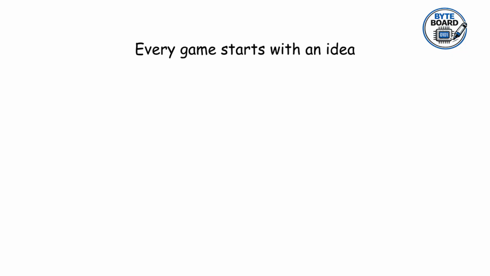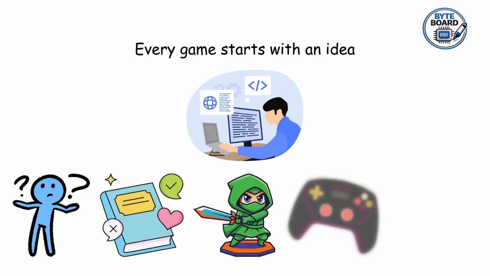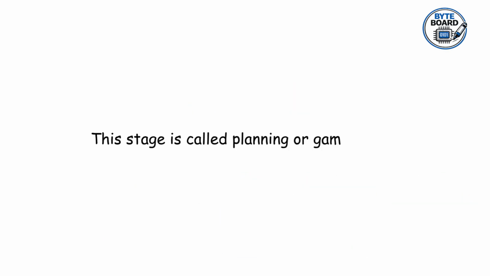Every game starts with an idea. Developers first decide what type of game they want: story, characters, gameplay, game world. This stage is called planning or game design.